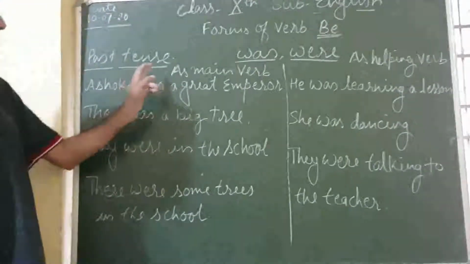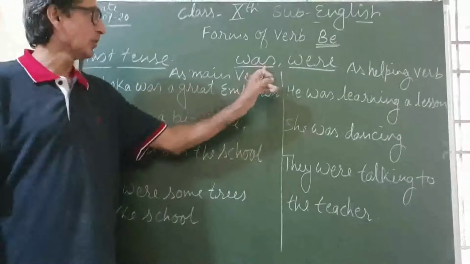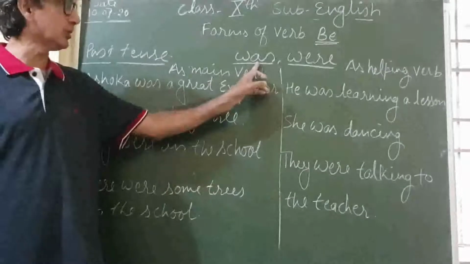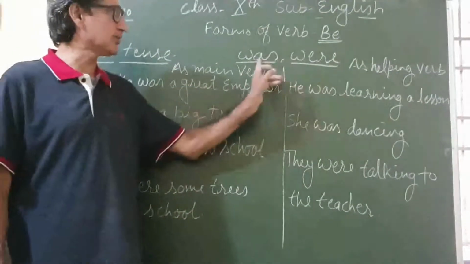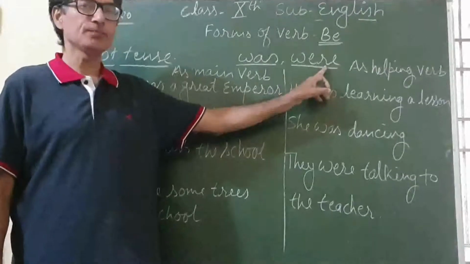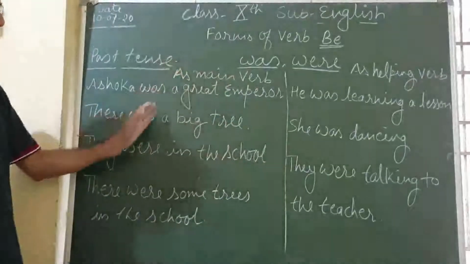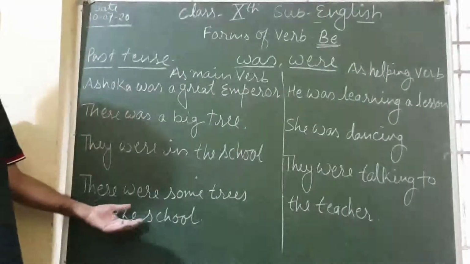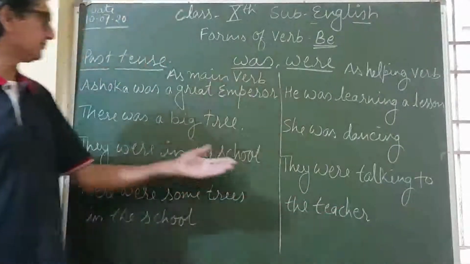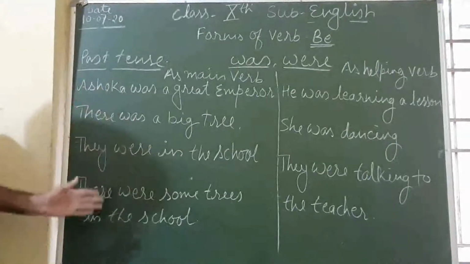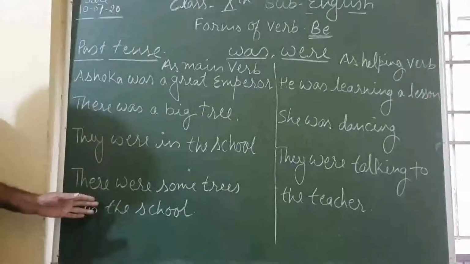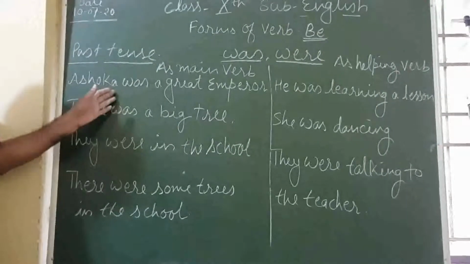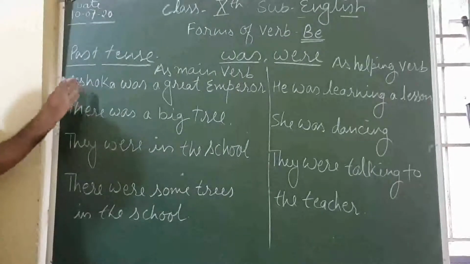This is the past tense form of verb be, was and were. This is for singular subject, and this is for plural subject. Again, the same description: these verbs as the main verb and as helping verb. As you see, students, in this portion, some sentences are written over here. You just observe them, and I'm reading them for you.